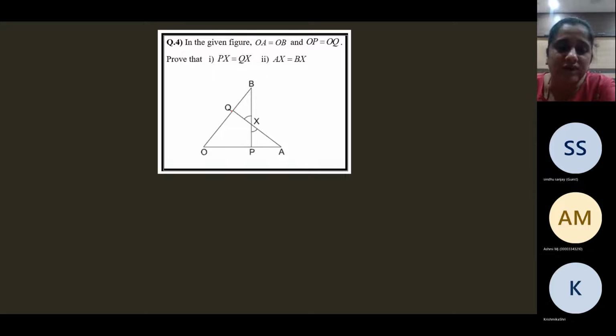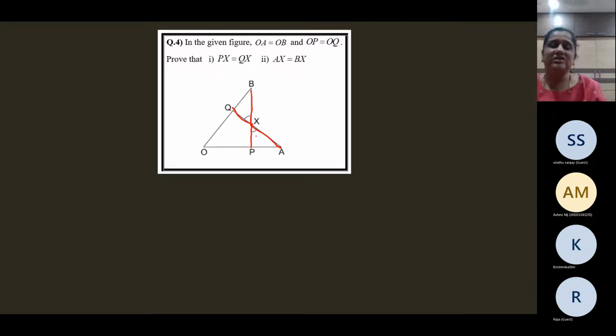I'll come once again. We have to prove that PX is equal to QX, and that BX is equal to AX. So we don't have these two equalities in these two triangles. We have to prove the third pair of equal sides, meaning BQ and AP. Yes, we have proved that BQ is equal to AP by subtracting these two. So we have one piece of information: BQ of this triangle is equal to AP of this triangle.